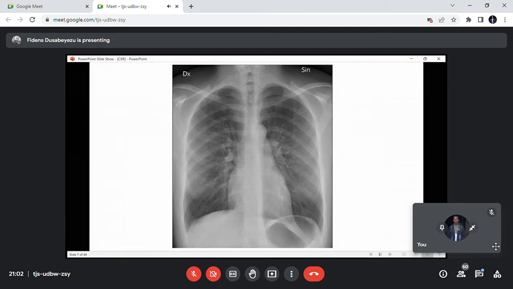Who can tell me like 5 anatomical components of the mediastinum? Charlotte?